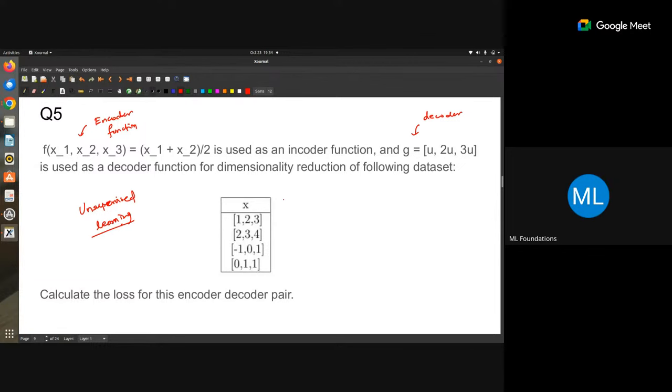First of all, what you have to write is you have to find f of x1, x2, x3. Then you should find g of f. So this is encoder, this is decoder, and then you can find the loss for it. So shall I solve this with you, or you want to try this? If you want to try this, we just take 2 minutes, then I'll solve.